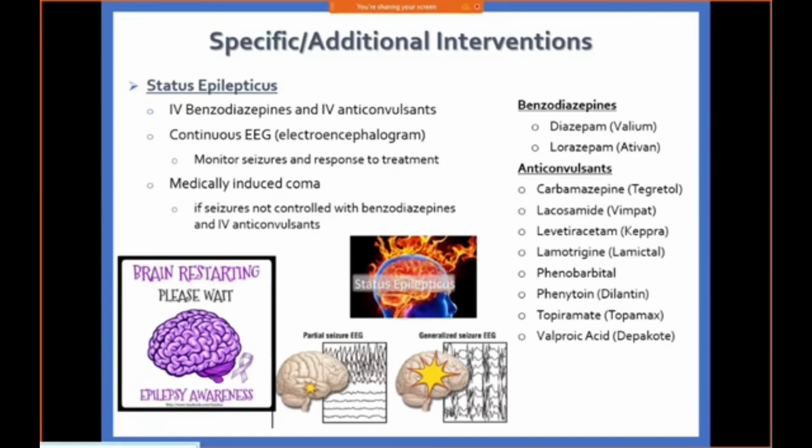I just listed the benzos and anticonvulsants there just in case I say we're starting Keppra or something like that, it is an anticonvulsant.